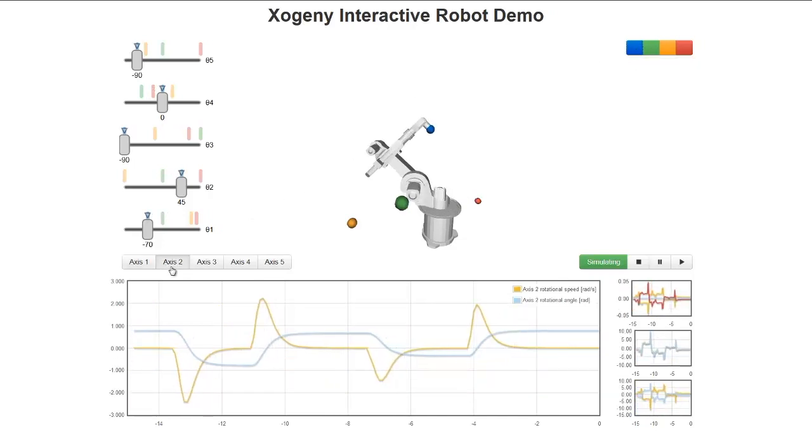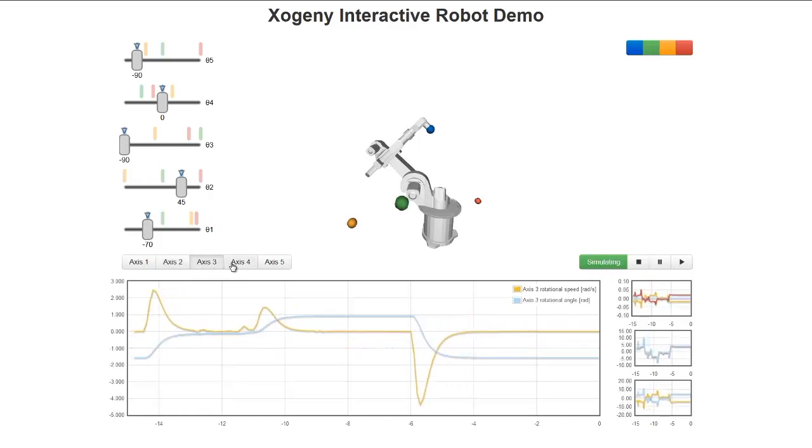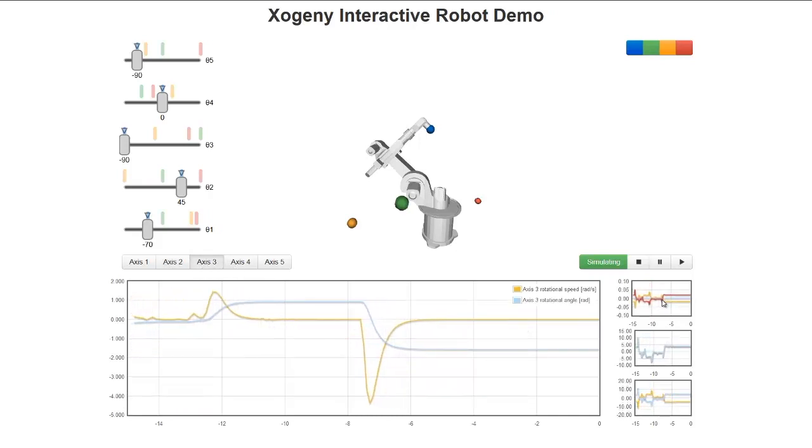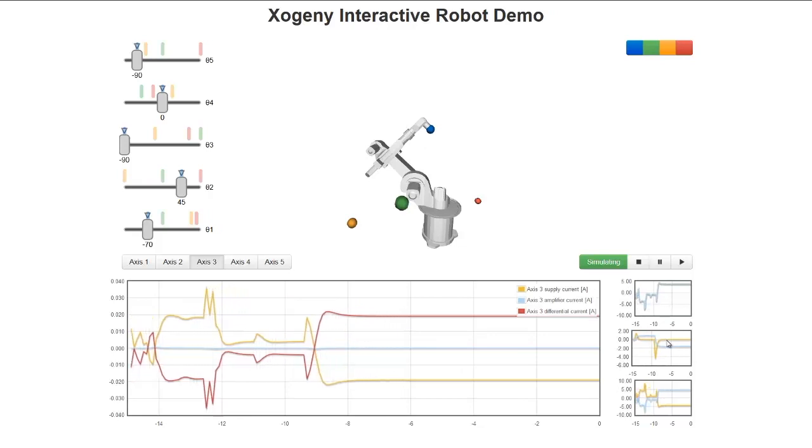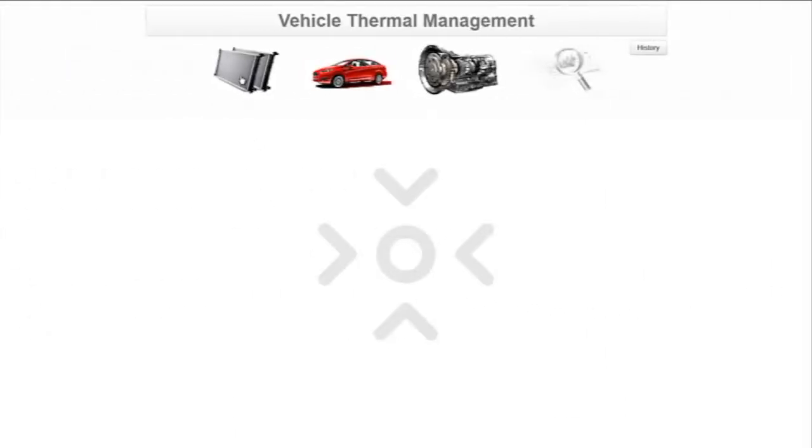I can also look at different axes of the robot. So what you see there is I'm selecting different tabs that's focusing on different axes. And then by clicking on the different windows there, the little plots that are on the side, I can bring different aspects of the model to the forefront.